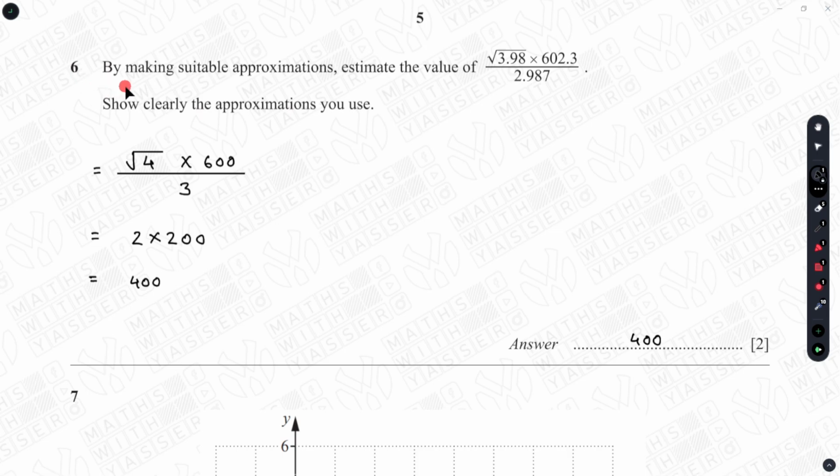Question number 6. By making suitable approximations, estimate the value of this fraction. Show clearly the approximations you use. So, the estimation I'm making for 3.98 is 4, and for 602.3 I'm considering that to be 600, and 2.987 I'm considering that to be 3. So now it will be square root of 4 is 2, and 3 times 200 is 600, so therefore it will be 2 times 200, which is 400.